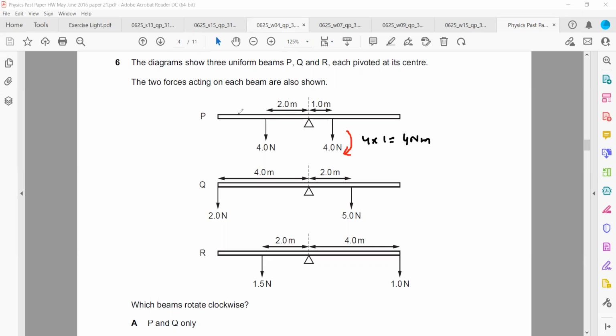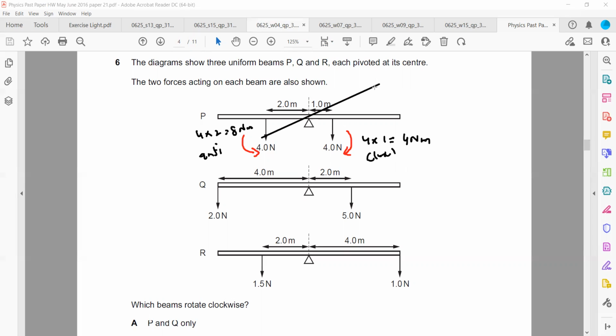And when we check the other 4 Newton force, which is causing an anti-clockwise rotation, the value of the anti-clockwise moment is 4 into 2, that equals 8 Newton meter. As you can see, the anti-clockwise moment is more than the clockwise moment. So as a result, what will happen? This beam will rotate anti-clockwise.